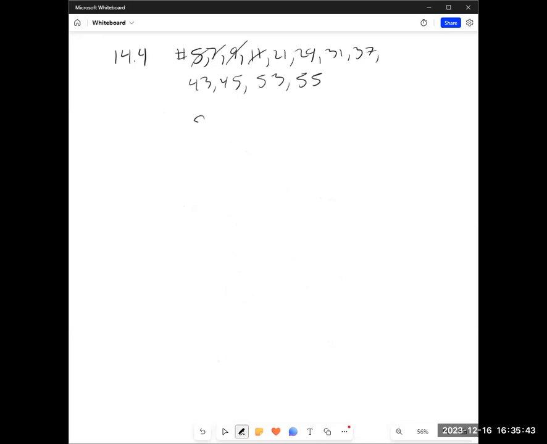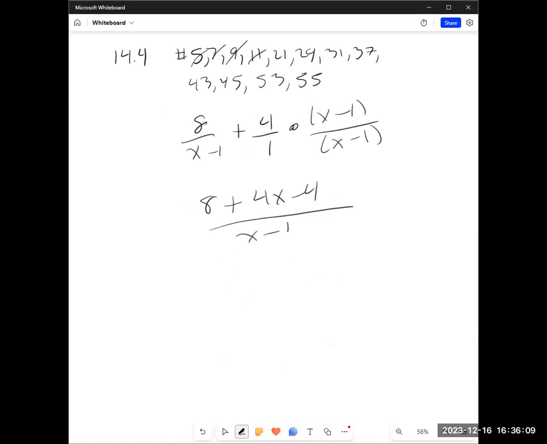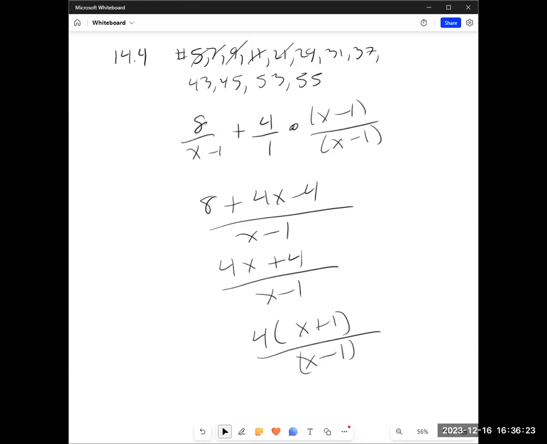Now I have 8 over x minus 1 plus 4. Absolutely sure that's what the problem is. Plus 4, and there's an invisible 1 in the denominator. So I'm going to multiply by x minus 1 over x minus 1 to make a common denominator. 8 plus 4x minus 4 over x minus 1 is going to give me 4x plus 4 over x minus 1, which is 4 times x plus 1 over x minus 1. And again, nothing common there for me to do anything with. I leave it just like that.